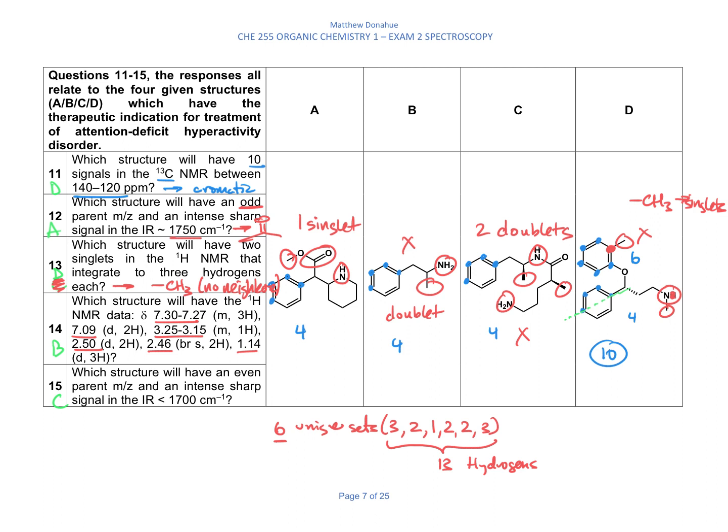And because that number is odd, we can eliminate C, because that has 2 nitrogens, meaning it must have an even number of hydrogens. So A, B, and D, because they all have an odd number of nitrogens, they must have an odd number of hydrogens.